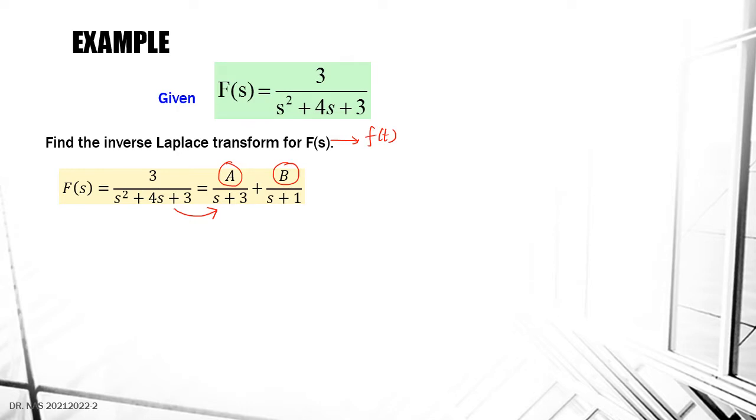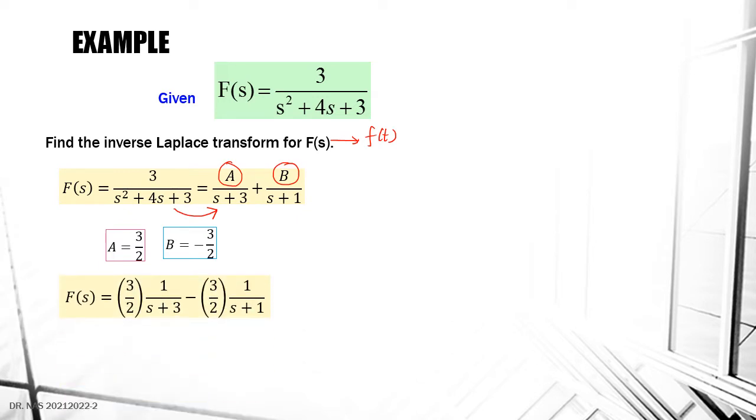So from the calculation, you should get a equal to 3 over 2 and b equal to minus 3 over 2. So now replace the a and b values into the equation. So you should get this. And next, to get f(t), you need to perform inverse Laplace transform.